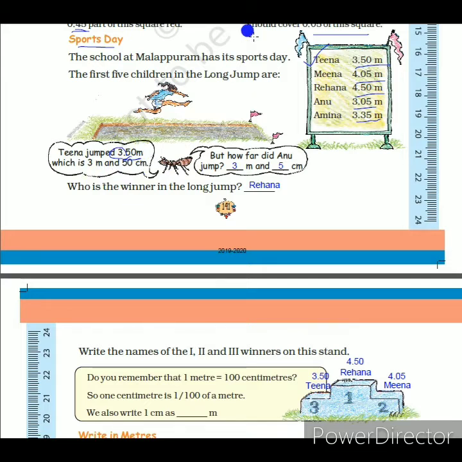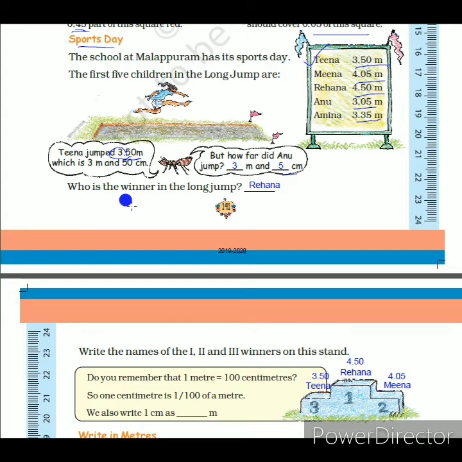But how far did Anu jump? Here the question is, how far did Anu jump? See the scoreboard. What is the distance or length of the long jump done by Anu? It is 3.05. That means 3 meter and 5 centimeter. Anu's long jump is 3 meter and 5 centimeter. You have to complete that answer in that box.